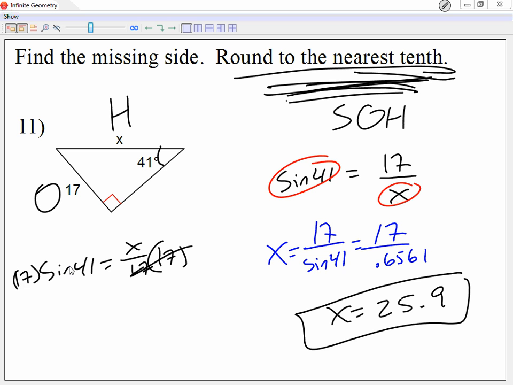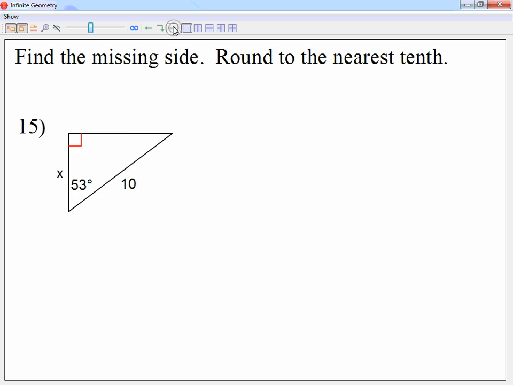Any questions from 11 to 20? No? Good. Let's take a look at number 21.